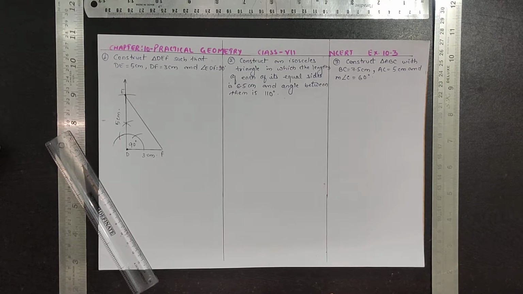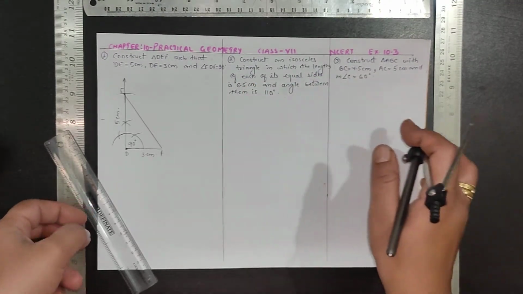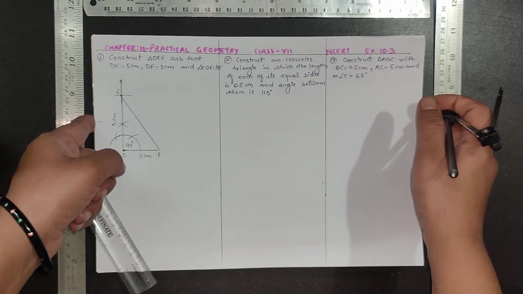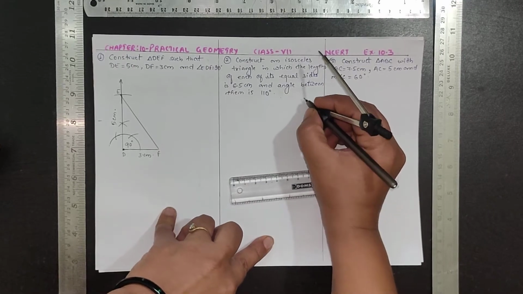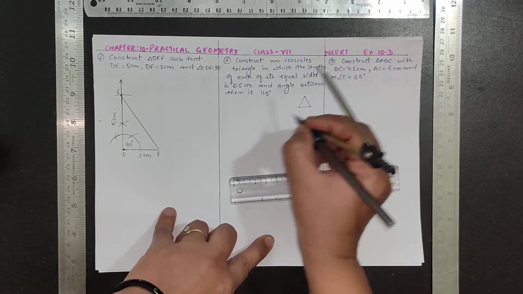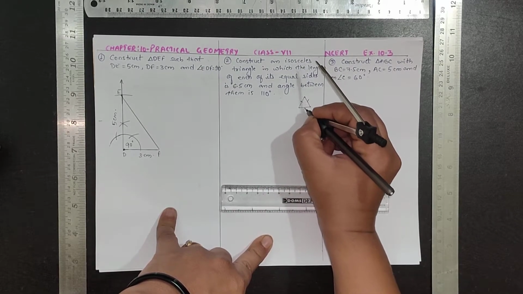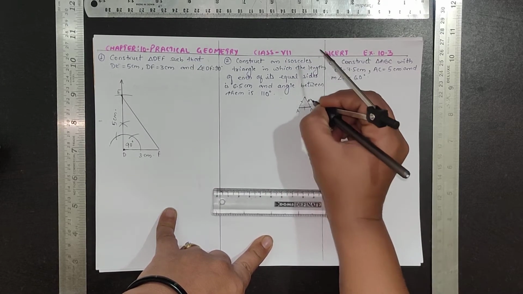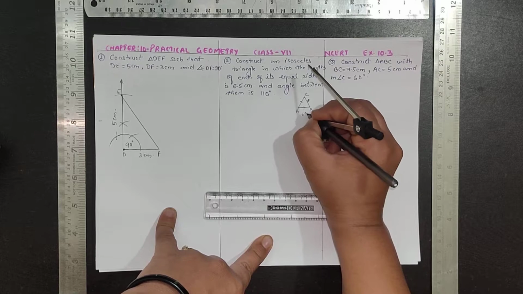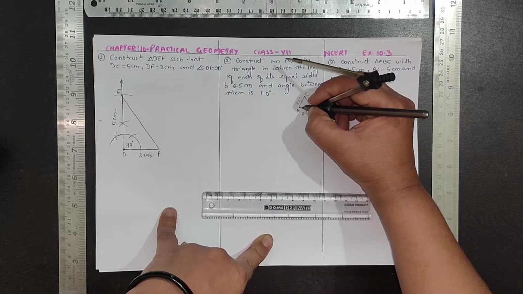Now the second question is, you need to construct an isosceles triangle in which the length of each of its equal sides is 6.5 cm and the angle between them is 110 degrees. For this again you need to first draw the rough diagram. Here it is an isosceles triangle, so you can take these two sides or these two sides also. If we are taking AB like this, then C will be here. If this is 6.5, this will also be 6.5, and for 110 you need to draw an obtuse angle.